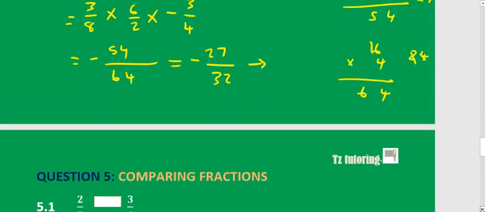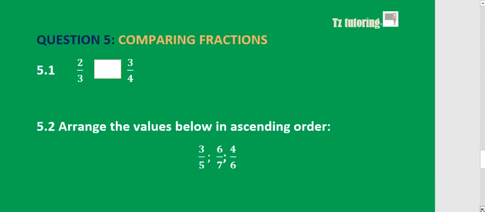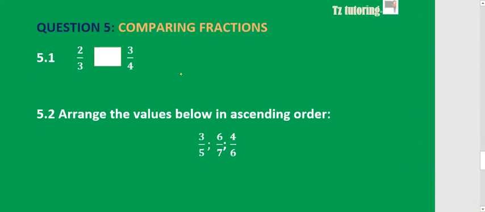All right, let's move on to the next question, comparing fractions. Which fraction is bigger? Would it be 2 over 3 or 3 over 4? If we have to compare fractions, we want those fractions to have the same denominator. That's the only way we can compare them. So 2 over 3 compared with 3 over 4, and we want to check which fraction is bigger. And of course, just multiply the one fraction by the other's denominator.